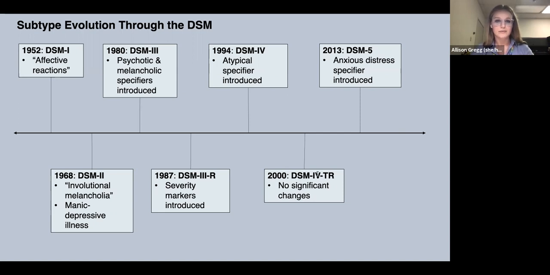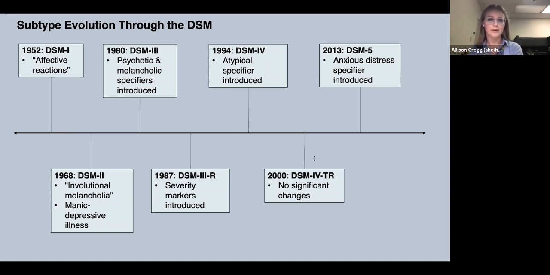And then in DSM-4, we finally see the atypical specifier being introduced, which further cemented the inclusion of specifiers and subtypes within our conceptualization of depression. At that point, atypical depression was understood as depression with mood reactivity, also including some other potential symptoms like hypersomnia and leaden paralysis. DSM-4-TR didn't really change our conceptualization of subtypes at that point.